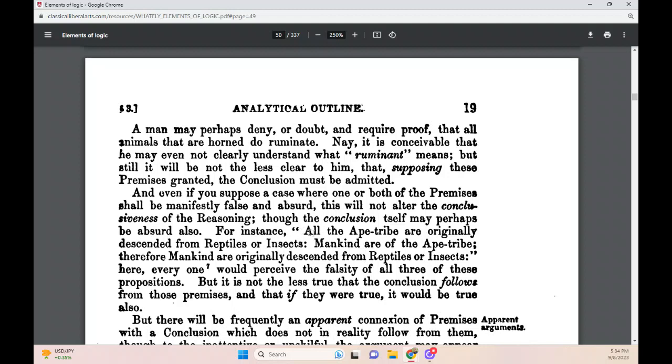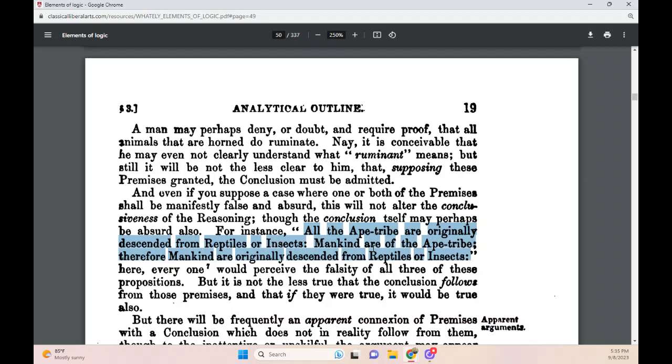So we have here an example of a syllogism where, and again, pay careful attention to the words, if the two premises are true, then the conclusion must also be true. We're not saying that the premises are true. We're not saying that the conclusion is true. We're saying if the premises are true in this argument, the conclusion must be true.